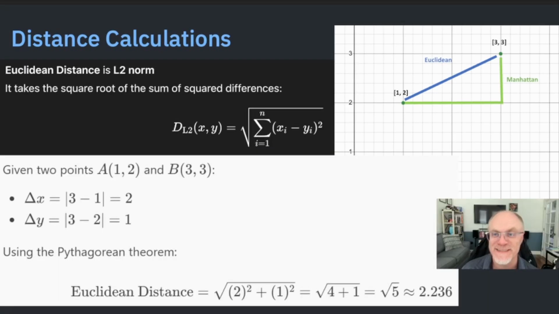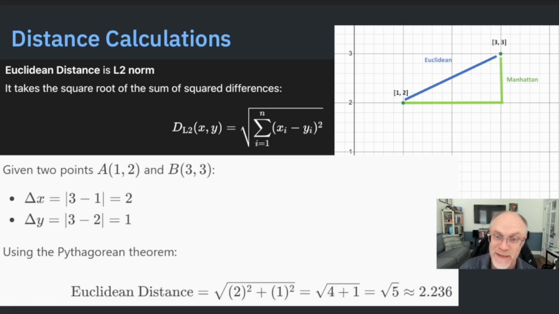So where does this come from? If you remember the Pythagorean theorem back in school, to figure out the other side of a right-angled triangle, a squared plus b squared equals c squared. That's all this is. So in this formula here, we're just adding up the a squared plus b squared, so the square of the difference of our x and y coordinates.